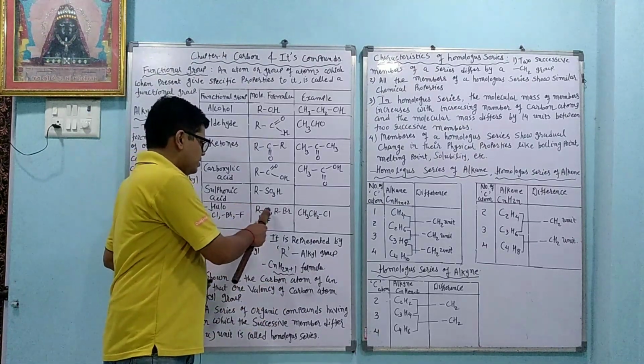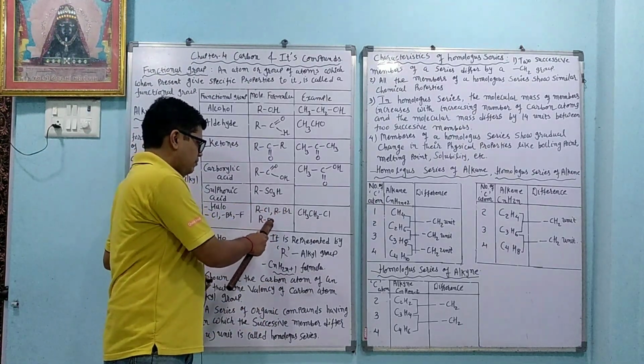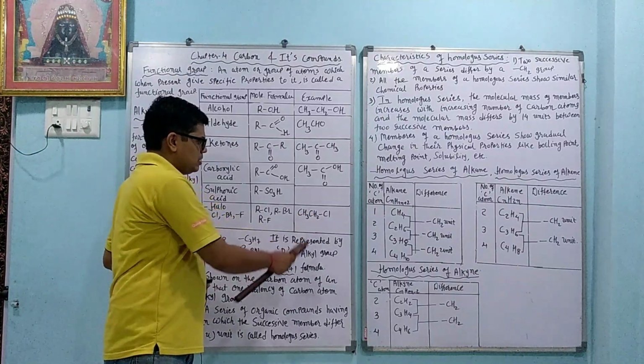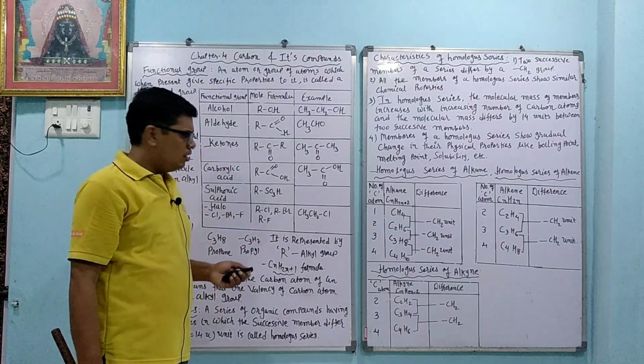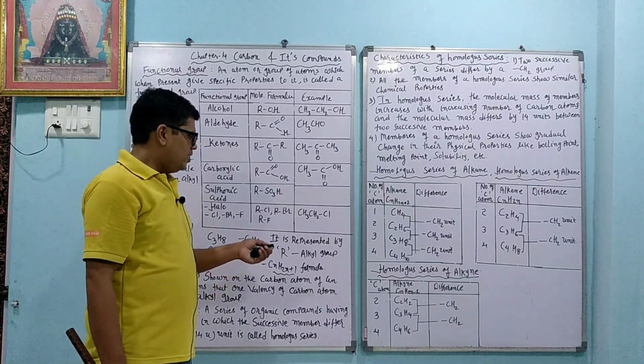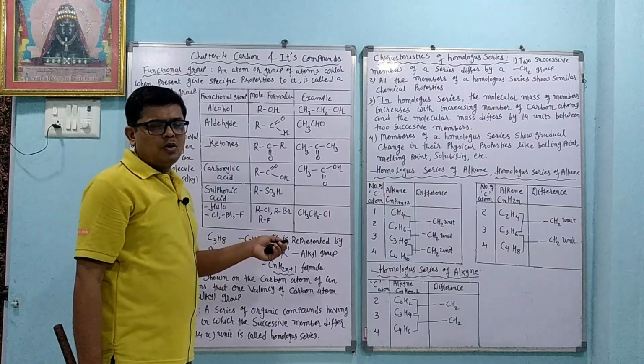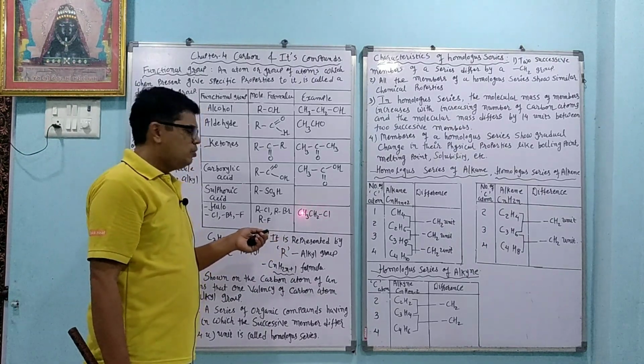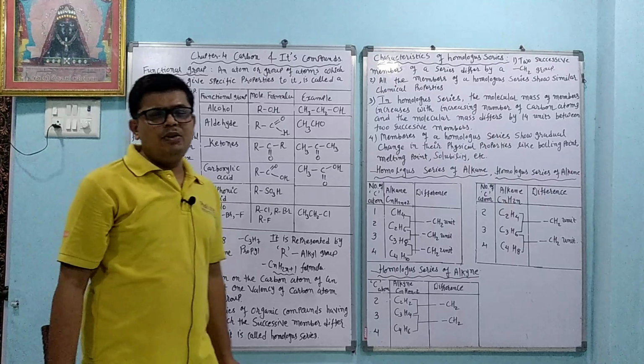Okay, so you can see that R-Cl, R-Br, R-F. An example is given: CH3CH2Cl. Two carbon atoms are present, so it is called ethyl chloride. Ethyl chloride is the common name, and the IUPAC name is what? Chloroethane.